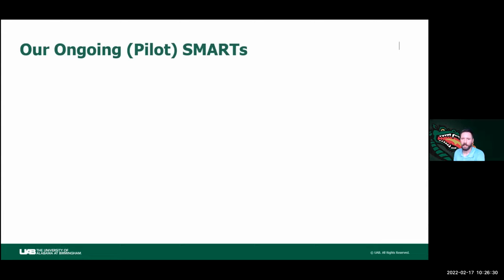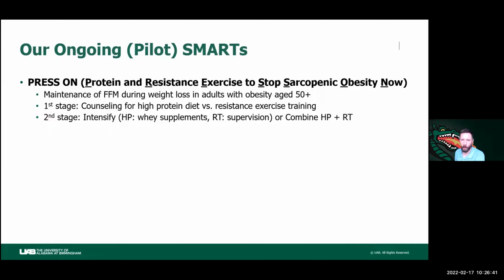So now I'm going to spend some time introducing you to 3 of the pilot SMARTs that we're conducting here at UAB, and then I'm really going to focus in on one of them towards the end. The first is supported by my K01, so it's an example of how to get pilot work funded. I have this funded by a K01 mechanism from NIDDK. We call this study Press On, which stands for Protein and Resistance Exercise to Stop Sarcopenic Obesity Now. I did not come up with this, right? I have some really smart people in my group that come up with really nice study names for us.